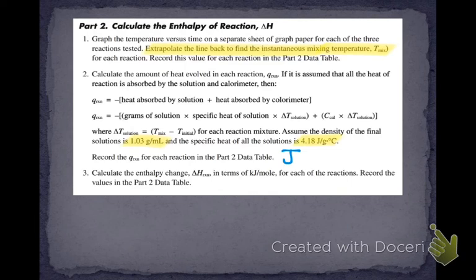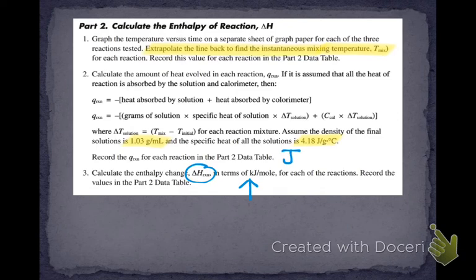And number 3, you're calculating the enthalpy change. So here you're calculating the delta H of the reaction. So you're going to take that Q value that you found in number 2, you're going to convert the joules to kilojoules, and you're going to also make sure that you are calculating per mole, kilojoules per mole.